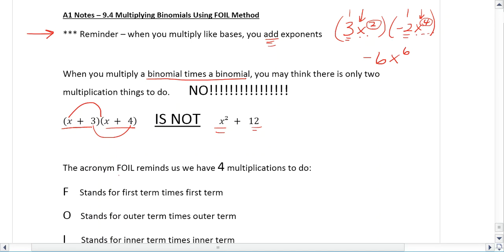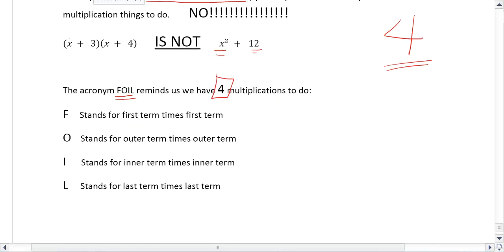The word FOIL is an acronym, and it helps remind us that there are not just these two multiplyings to do that I did up here. You don't just have two multiply things to do, you have 4. I can't emphasize this enough. Take the number 4 and make it giant over here and put beautiful colored circles around it and highlight it, and emphasize in your notes that when you have a binomial times a binomial, you have 4 things to multiply.